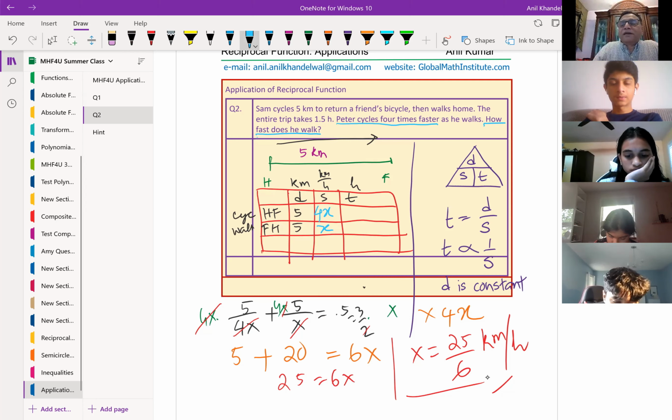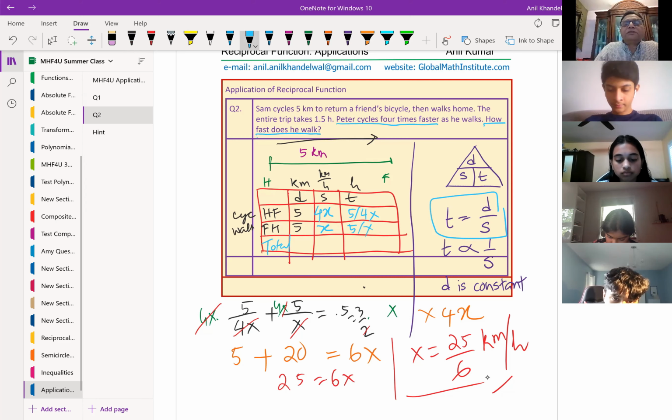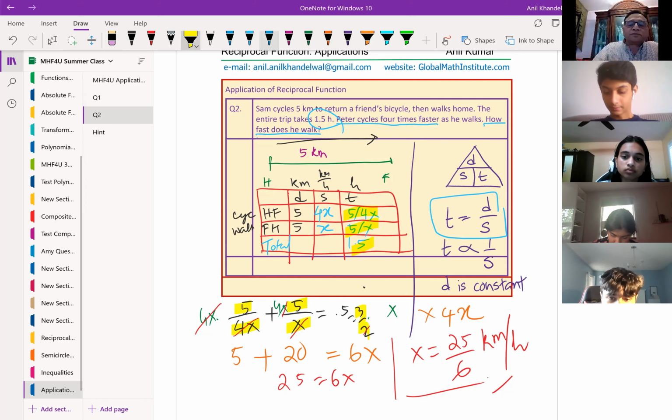What is the time to reach friend's house? Time is distance divided by speed, correct? So 5 over 4x. And for the second one, 5 over x. Total time, we write total here, right? So total time is how much? Given to us, 1.5. So we get our equation equating these 3 things: 5 over 4x plus 5 over x is equal to 1.5, which is 3/2.